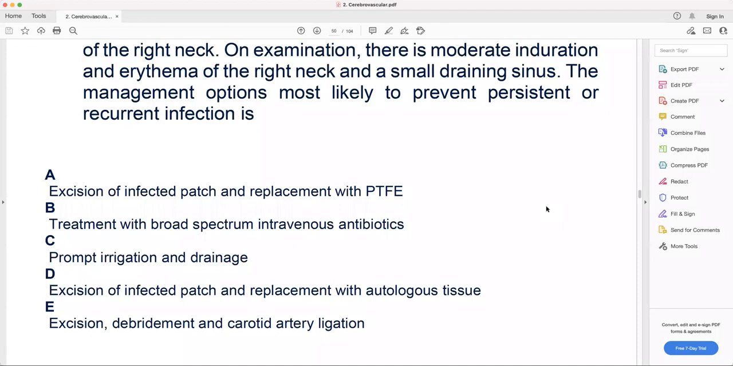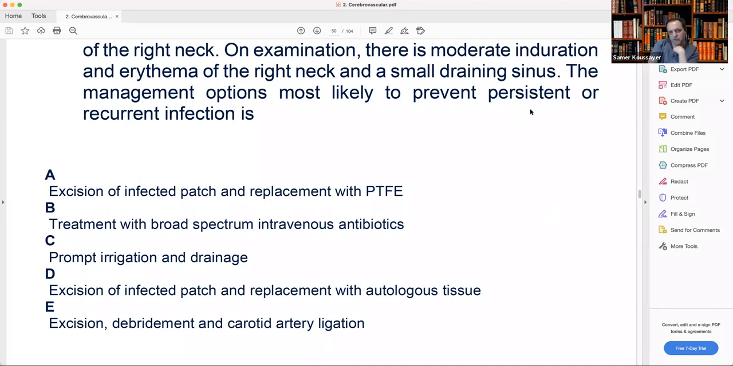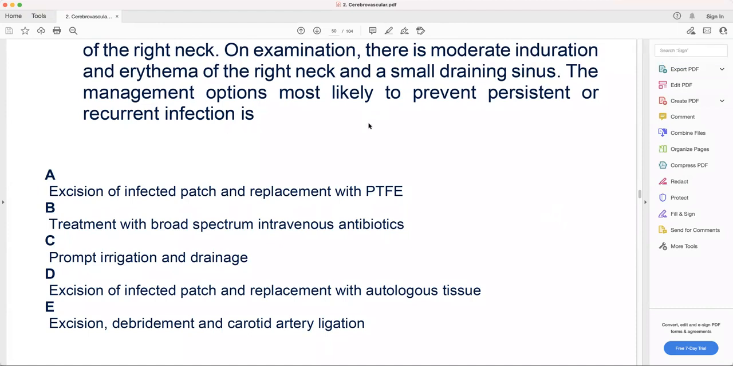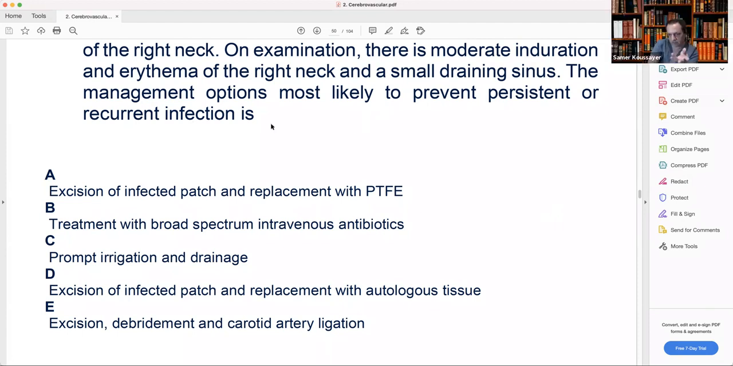I think because of recurrent infection and there is already a sinus, antibiotics is not an option, except if there is high risk for surgical intervention. No, but the question says they want the option most likely to prevent persistent or recurrent infection. Antibiotic will not do that. It may cool it down now, but it will come back. So antibiotic, yes, we're going to give it. It may buy more time, but the moment you stop it, it's going to come back because the foreign body has to come out. So it's not good for persistent or recurrent infection.